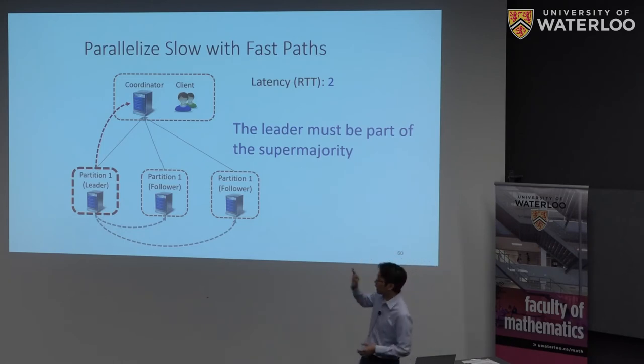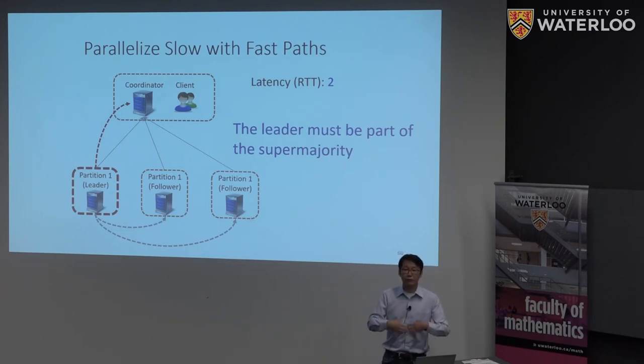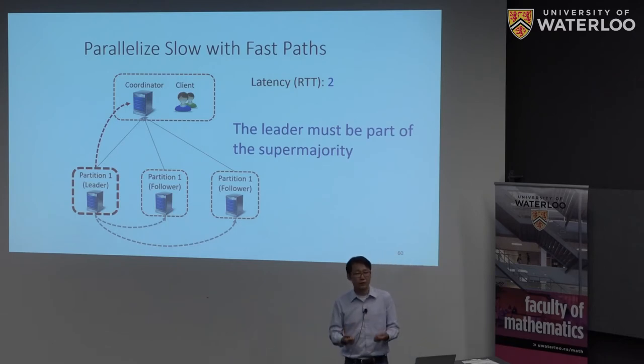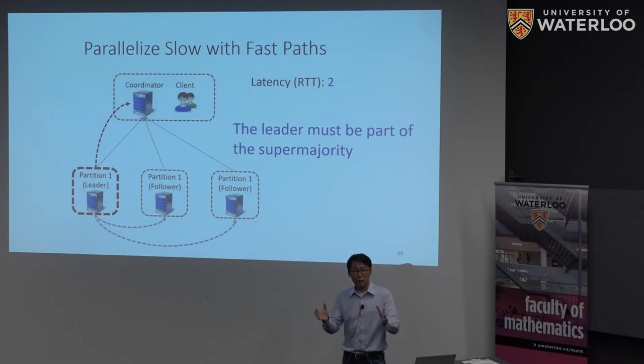Okay? And the way we accomplish this is to modify the consensus protocol such that the fast path only succeeds if the leader is part of the supermajority. Okay? It's not enough for a supermajority to be reached. The leader also has to be part of that supermajority before we're able to say that the fast path succeeded. Okay? So this is basically the high-level approach of our change to the consensus protocol.